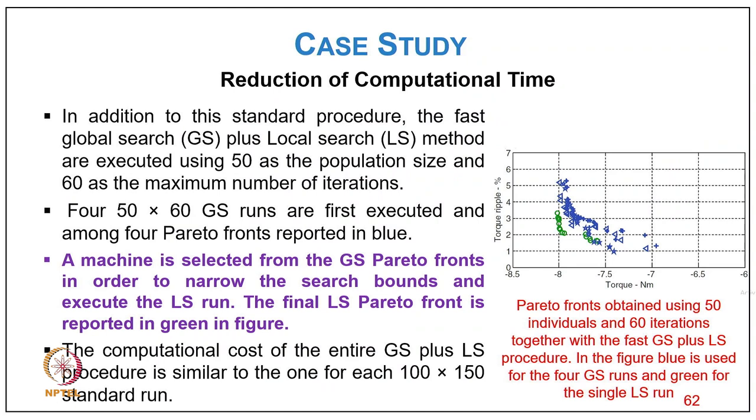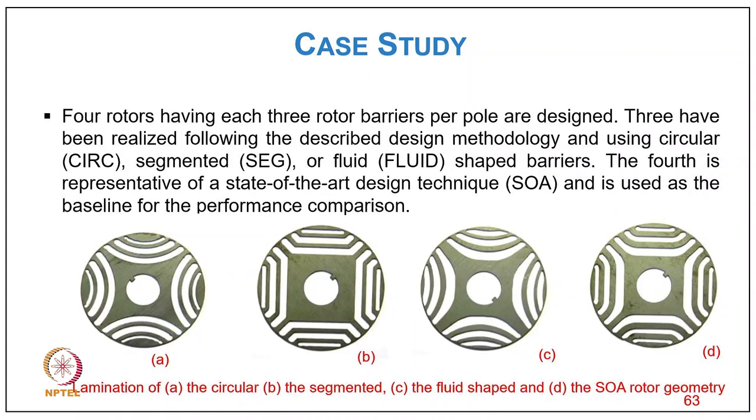In addition to this standard procedure, the global search plus local search method is executed using 50 as the population size and 60 as the maximum number of iterations. Four GS runs are executed, and the resulting Pareto fronts are reported in blue. A machine is selected from the GS Pareto front in order to narrow the search bounds and execute the LS run, and the final LS Pareto front is reported in green in the figure. The computational cost of the entire GS plus LS procedure is similar to that of each standard 100 by 150 run.